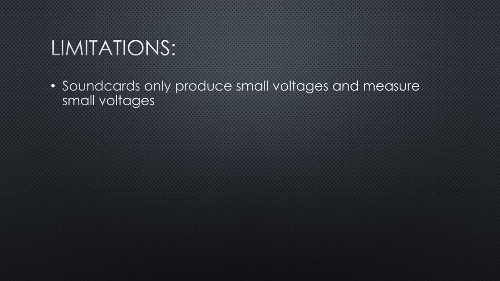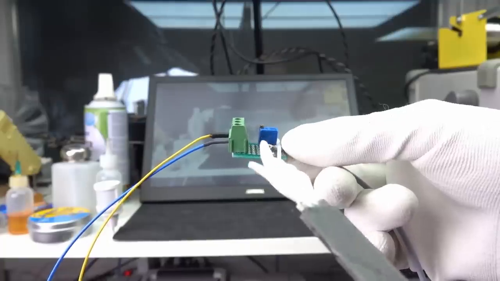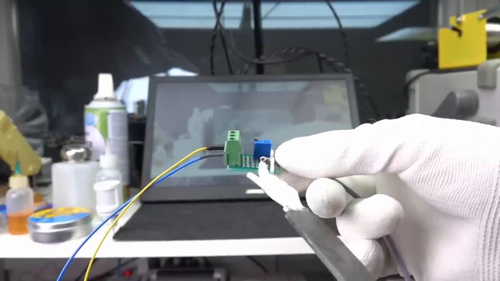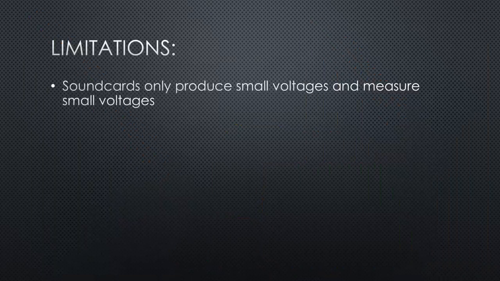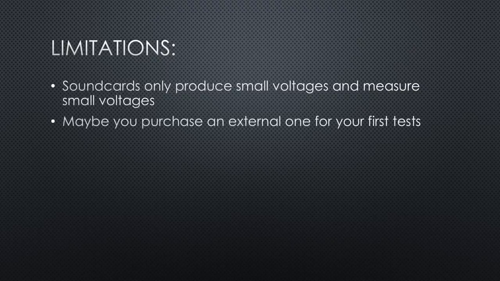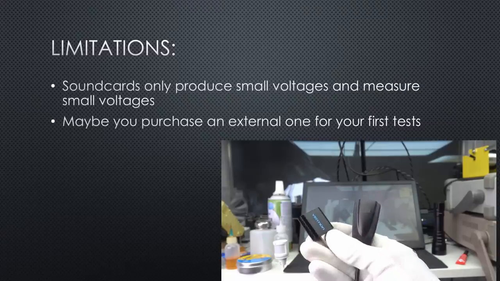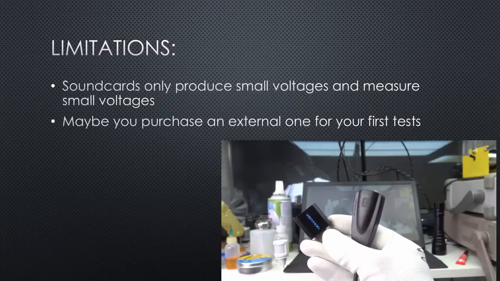But before we start, I want to tell you about some limitations. Because sound cards are made for low power applications, they only produce small voltages and measure small voltages. This is why I inserted this 20K potentiometer as a voltage divider. Like that, I can measure higher voltages without destroying the input. Keep in mind that we misuse our sound cards, so we have to assume that they are not well protected against overvoltage. Make sure you stay below 1 volt or so. If you do not want to risk your PC's sound card, it's probably a good idea to purchase an external one. Simple sound cards are not very expensive.